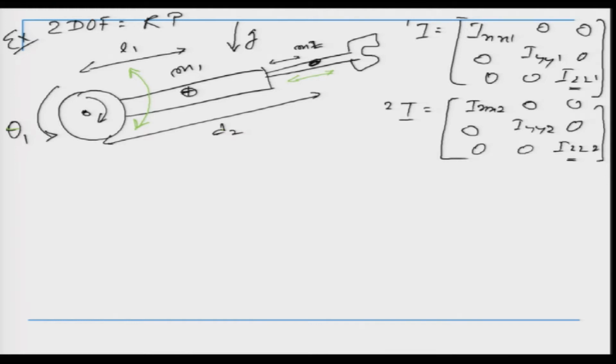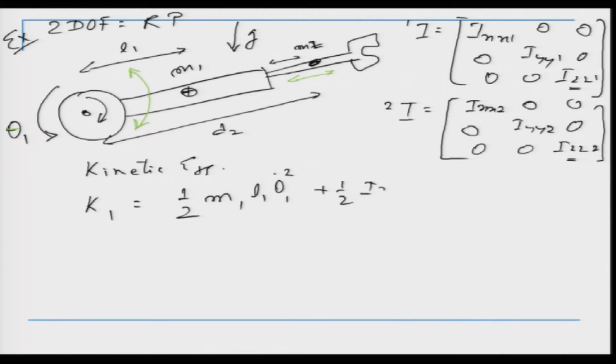So, let us proceed. The first thing that we need to do is write the kinetic energies for link 1 and link 2. So, K1 for link 1 is half m1 L1 theta 1 dot squared plus half Izz1 into theta 1 dot squared. Okay. So, this is the kinetic energy for link 1, and then the kinetic energy for link 2.